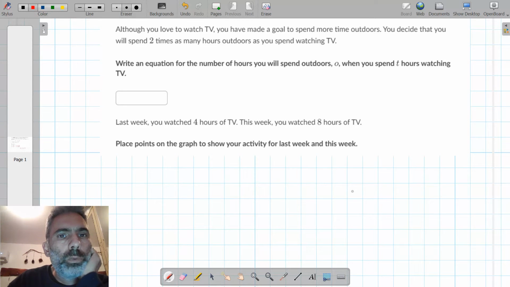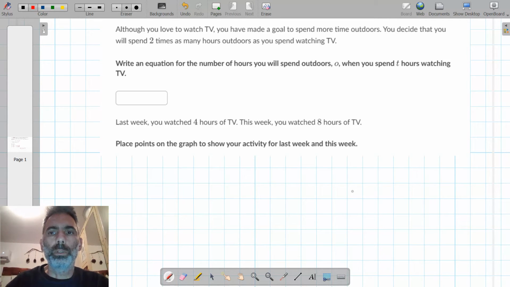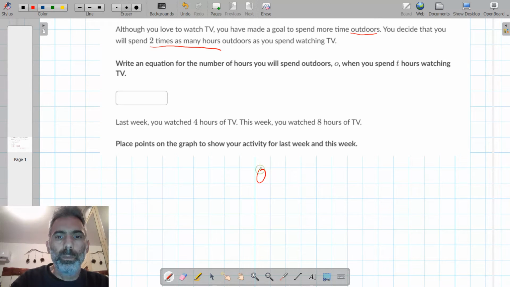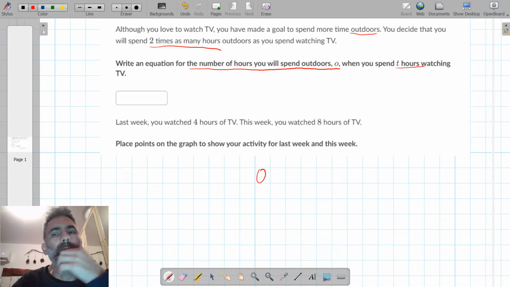Although you love to watch TV, you have made a goal to spend more time outdoors. You decide that you will spend 2 times as many hours outdoors as you spend watching TV. Write an equation for the number of hours you will spend outdoors, O, when you spend T hours watching TV.